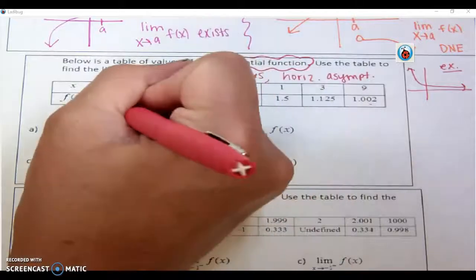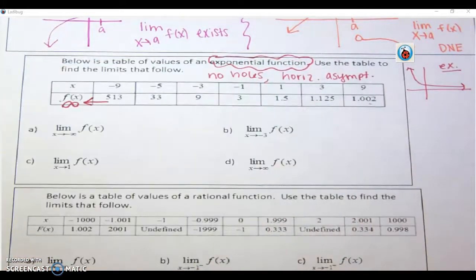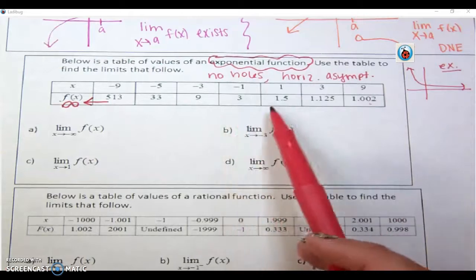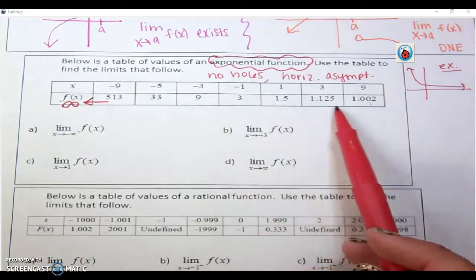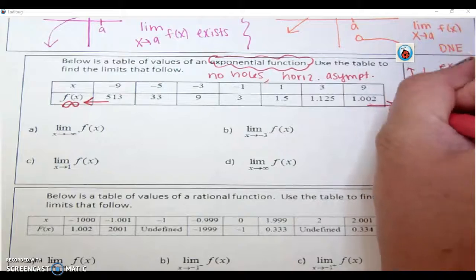So these numbers are going to keep getting bigger and bigger and bigger here. Okay, I'm going to put that they go towards infinity because they're getting bigger. Now these numbers, if you look, it's like 1.5, 1.125, 1.002. So those are getting closer and closer to 1.